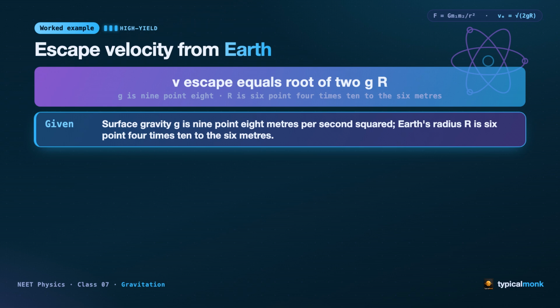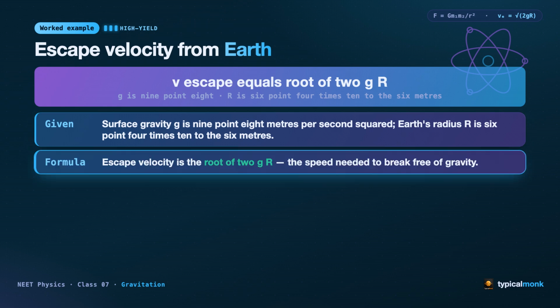Surface gravity g is 9.8 meters per second squared, and Earth's radius r is 6.4 times 10 to the 6 meters. Never skip writing the given data. Half of Rohan's early mistakes vanished the day he started this. Step 2. Recall the formula.